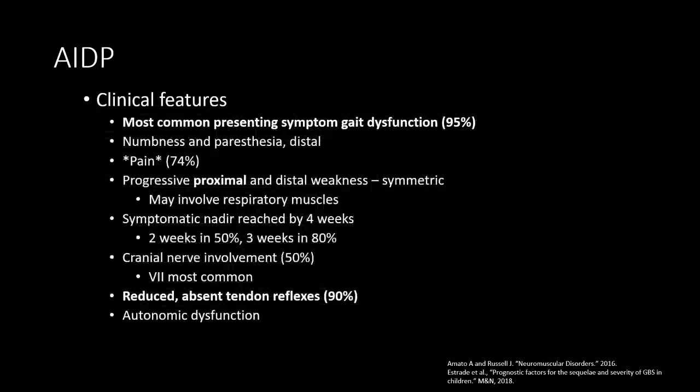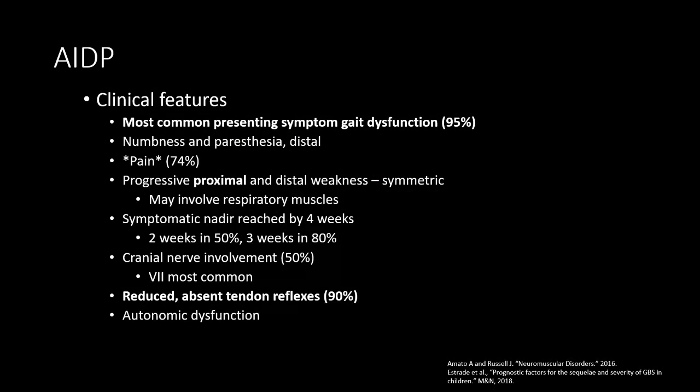By definition, patients with AIDP reach their symptomatic nadir within 4 weeks. So if they continue to progress beyond 4 weeks, then you should start thinking about CIDP. But really, half of patients reach their nadir within 2 weeks, and then 80% by 3 weeks. So it really is an acute onset disease.